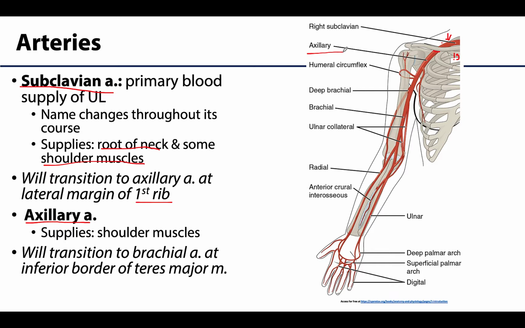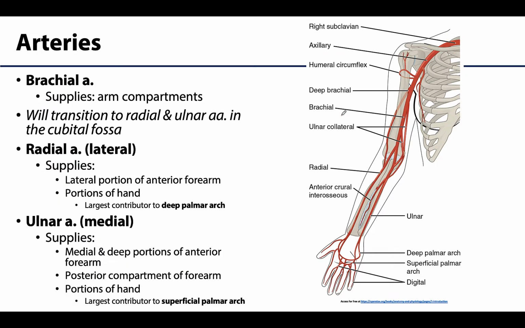As you might imagine, the axillary artery is located in the axillary or armpit region and will supply structures around there, such as shoulder muscles. The axillary artery will transition into the brachial artery at the inferior border of the teres major muscle. Now, the brachial artery is going to supply structures associated with the brachium or the arm, so those arm compartments.